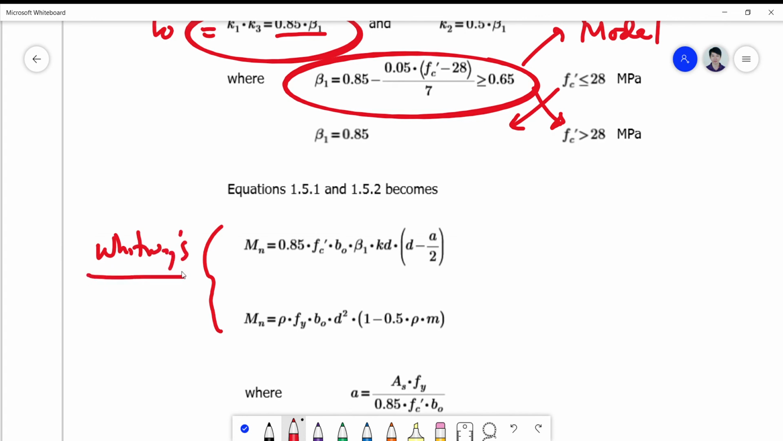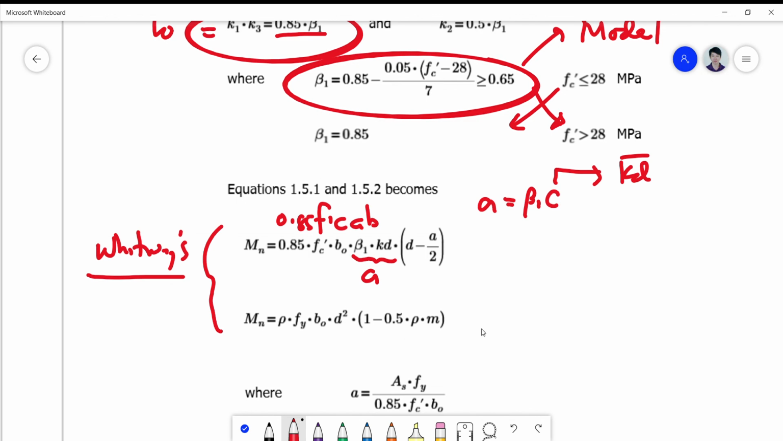Okay, equations 1.5.1 and 1.5.2 can now be simplified on the basis of Whitney's parameter. So pag ginamit na natin yung Whitney dun sa ating dinerive na formula, ito na yon. So this is 0.85 fc prime b beta 1 kd, simply your a, di ba? So ito yung 0.85 fc prime ab. Okay? Parang ganyan lang siya, di ba? a, where a is equal to beta 1 c. Your c is actually your kd, no? I'm not using the letter c because c sometimes conflicts with the variable compressive force.